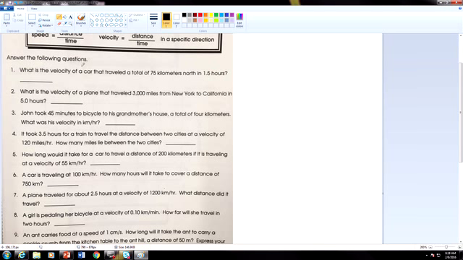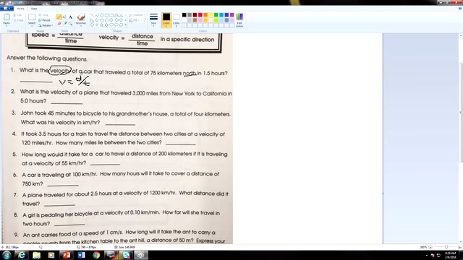What is the velocity of a car that traveled a total of 75 kilometers north in 1.5 hours? So we're going to look first at that they're asking for velocity. So we know we're going to have a direction in our answer, so go look for that direction, and it's right here. Sometimes those directions are northeast, southwest. In this case, it's north. We also know that if we're looking for velocity, we're doing a formula of V equals D over T. And hopefully you guys will excuse my writing. It's tough to do that on these formats, but you get the idea.